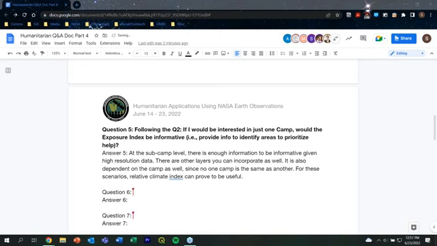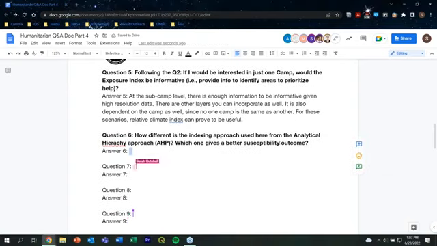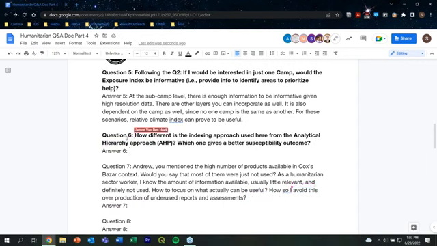Great, thank you for whoever just submitted this question. Question number 6: how different is the indexing approach used here from the analytical hierarchy approach? Which one gives a better susceptibility outcome? I can take a stab at that. We didn't consider the analytical hierarchy approach. We haven't run it as a comparison.